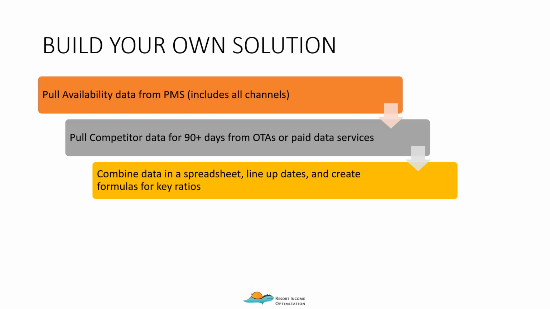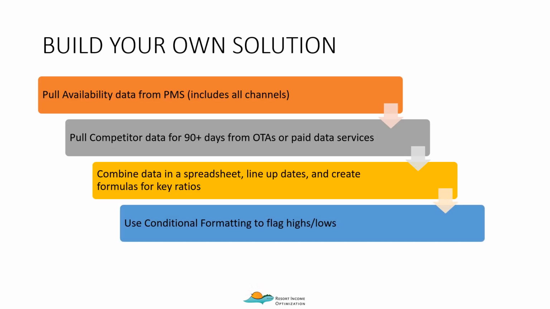And then each row is your availability, your rates, your competitor rates, and you create some key ratios as well. And I'll show you some of those. But some of those key ratios, for example, is your rate versus competitors, and what that ratio looks like, or how many rooms are available based on the time left to sell those rooms. So we'll show you some ratios here in a second. But you create some additional rows, and then you use some conditional formatting perhaps to flag some of the highs and lows.